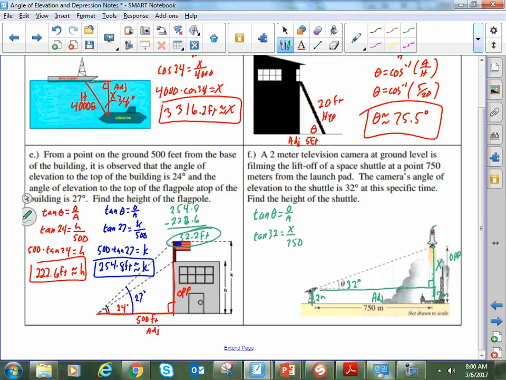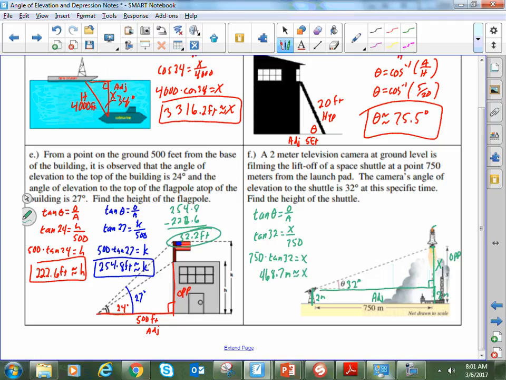Solving for X, multiply both sides by 750, which gives me 750 times the tangent of 32. Type that into your calculator and you will get about 468.7 meters to be the approximate height.